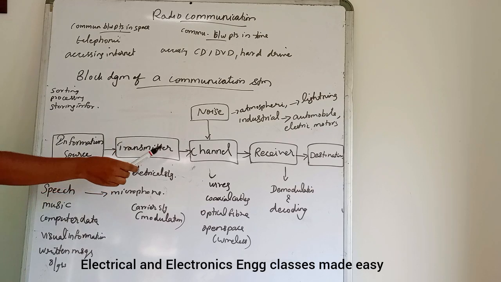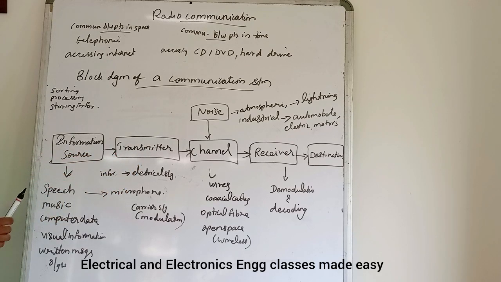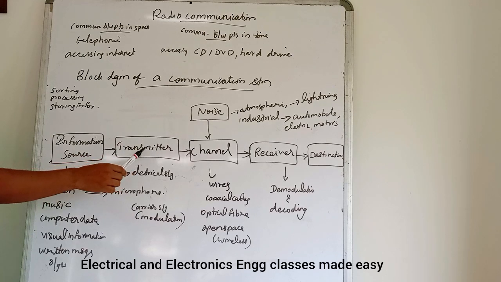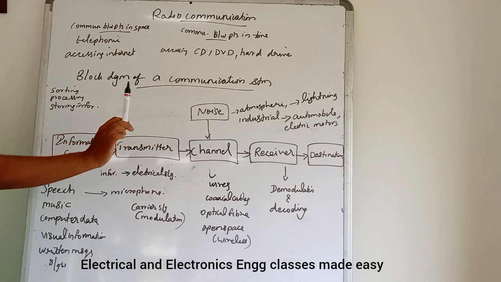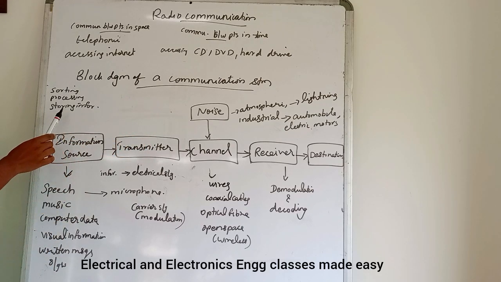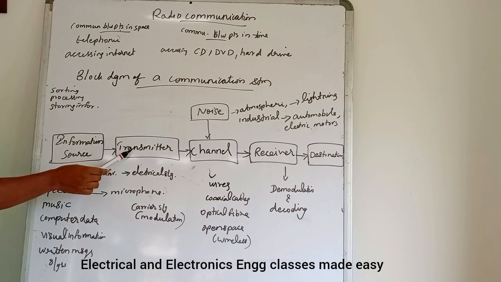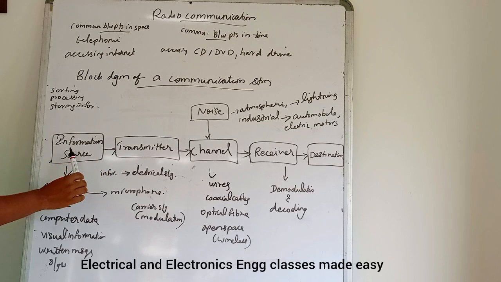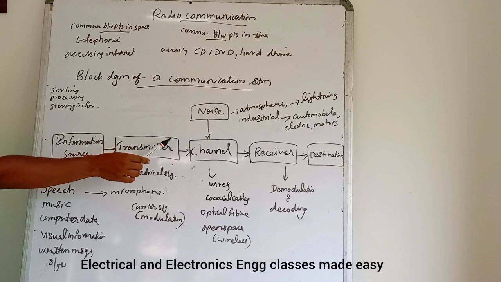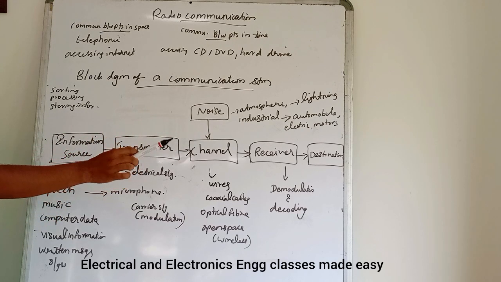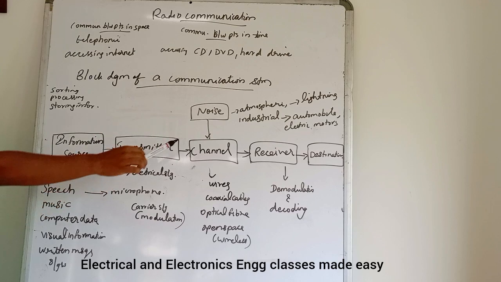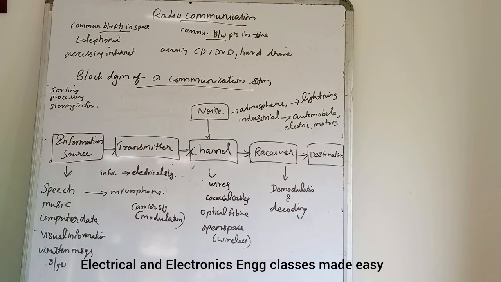And this is the block diagram of a communication system. The elements of a communication system are information, then transmission, that is the transmitter, then communication channel, then noise, then receiver. The transmitter processes the information and makes it fit for transmission. A receiver decodes, stores and interprets the received information.